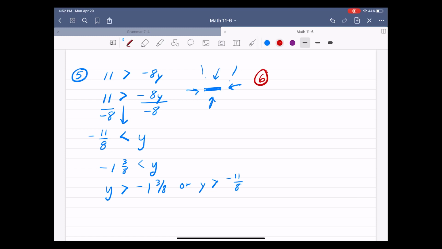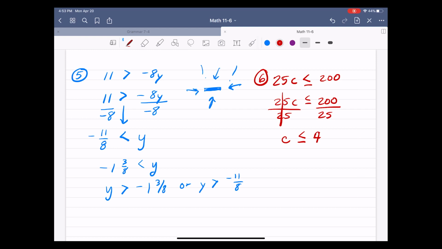Number 6, 25C is less than or equal to 200. 25C is less than or equal to 200. I want to solve for C, so C is being multiplied by 25, so the inverse is divide by 25. If I divide the left, I've got to divide the right. 25 divided by 25 is 1. 1 times C is less than or equal to 4. So C, in order for this to be correct, has to be less than or equal to 4.